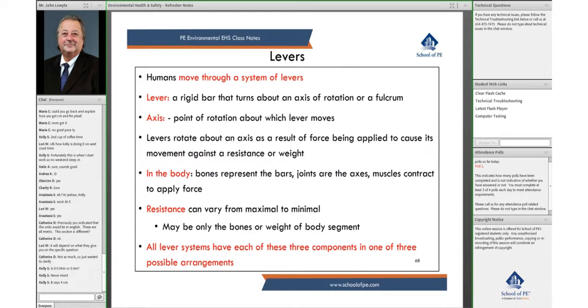Levers rotate about an axis in response to the resultant force applied to them, against some resistance or weight, like we saw in the previous examples. Basically, in the body, the bones are the bars, the joints are the axes, and the muscles contract to apply the force. Resistance can be minimal or maximum, maybe only the bones or the weight of the body segment. But typically all lever systems have three components, with possible arrangements.